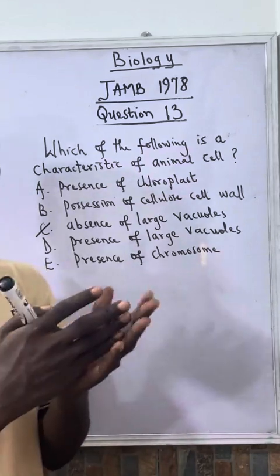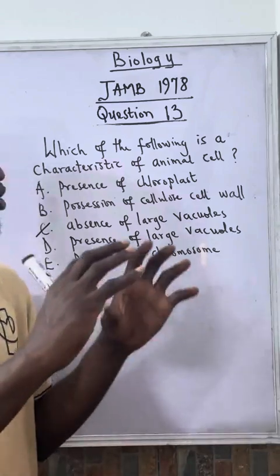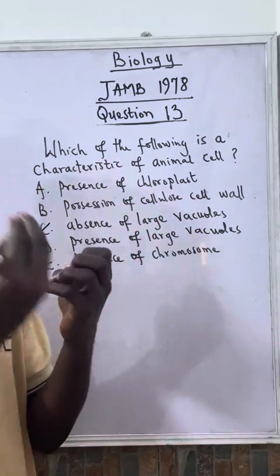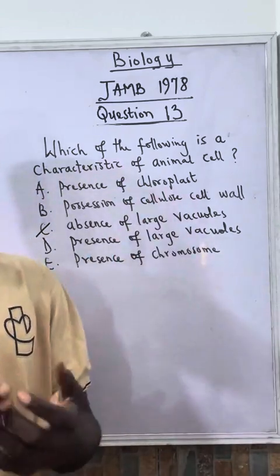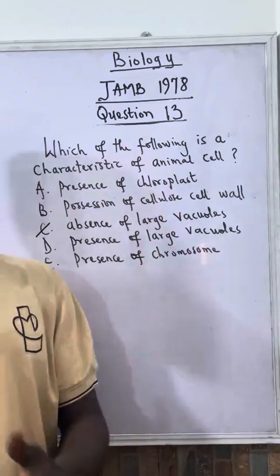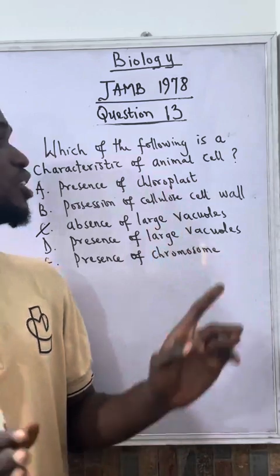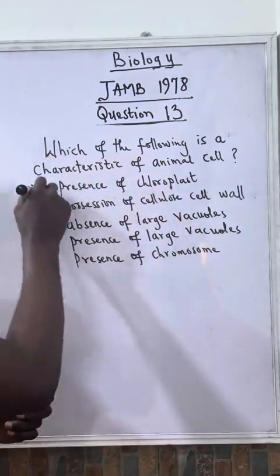the palisade mesophyll and the spongy mesophyll. That's where we find chloroplast, and that's what produces chlorophyll. So chlorophyll is used for photosynthesis, and photosynthesis is a characteristic of plants manufacturing food on their own. So animal cannot do this. So this one is wrong.